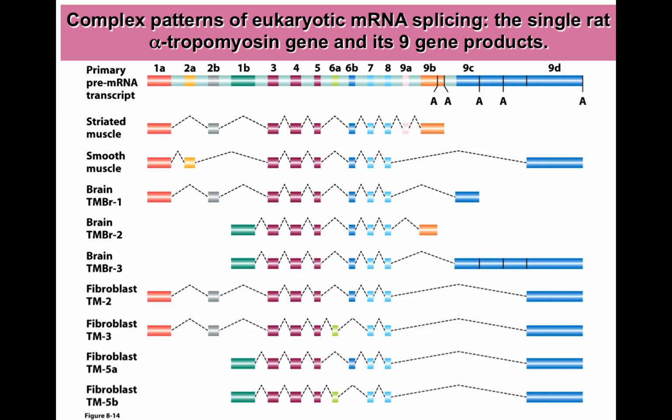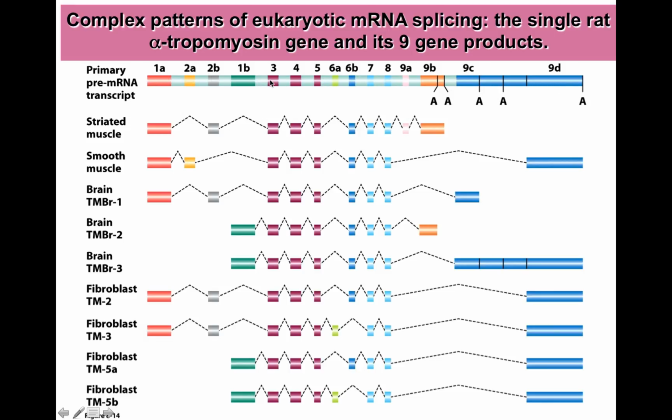So here's an example of a eukaryotic gene. The gene is for alpha-tropomyosin. It's a gene that's found in muscle tissue. And it can make 9 different protein products from the same gene. This is the one that's found in striated muscle. This is smooth muscle, brain, fibroblasts, etc. How do you make 9 different proteins from a single gene?